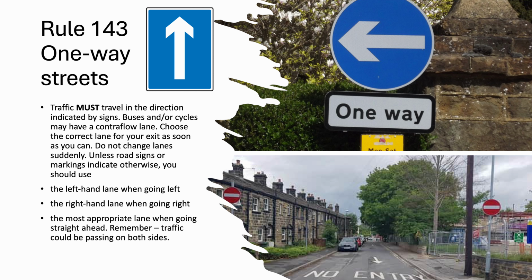Rule 143. One-way streets. Traffic must travel in the direction indicated by signs. Buses and/or cycles may have a contraflow lane. Choose the correct lane for your exit as soon as you can. Do not change lanes suddenly. Unless road signs or markings indicate otherwise, you should use the left-hand lane when going left, the right-hand lane when going right, and the most appropriate lane when going straight ahead. Remember, traffic could be passing on both sides.